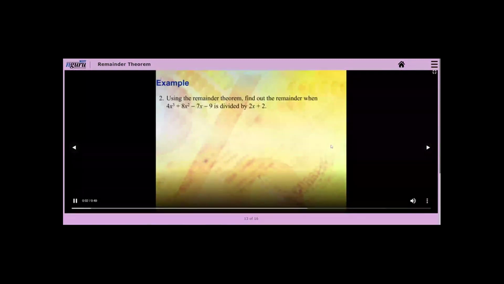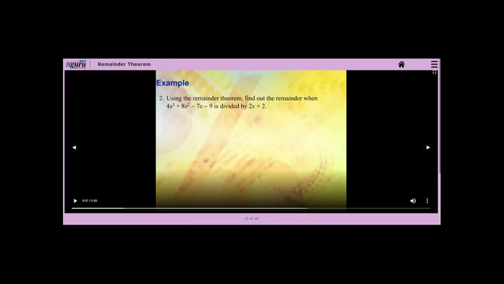Using the remainder theorem, find out the remainder when the polynomial 4x cubed plus 8 ... minus 4. Do this. Minus 4, you got. 2x plus 2 is 0. 2x is minus 2. X is minus 1. P of minus 1, you did.